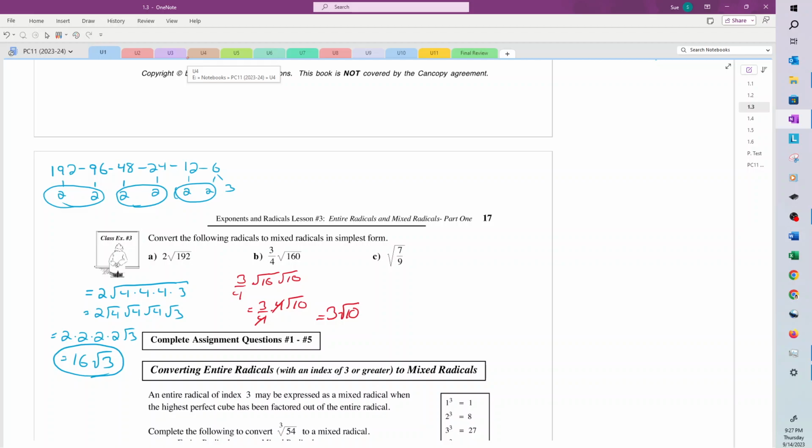All right, so let's do C. My rule says that the square root of 7 over 9 equals the square root of 7 divided by the square root of 9. One of my cats is trying to rub her face on my pen, so that's not helping me write neatly. Root 7 over 3 is the answer to that one.